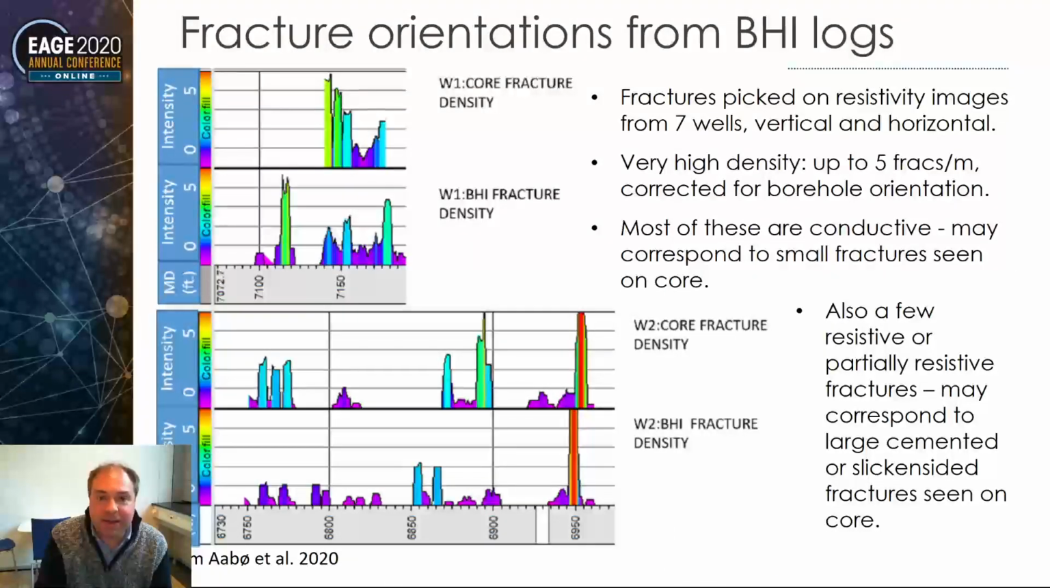We can also see fractures on the borehole images, which we have from 7 wells in the field. Most of the fractures we see on the borehole images are conductive fractures, and these seem to correspond very well with the small fractures that we saw on the core. We see similar fracture densities between the borehole images and the core, and a similar distribution of fractures. We also see a few resistive or partially resistive fractures on the borehole images, and these seem to correspond much better with the large cemented or slicken-sided fractures that we saw in the core that may form the major flow pathways.